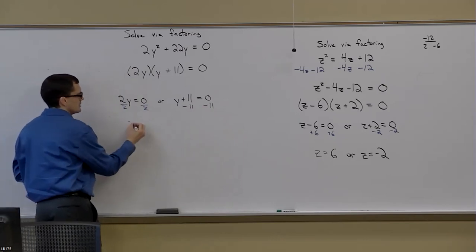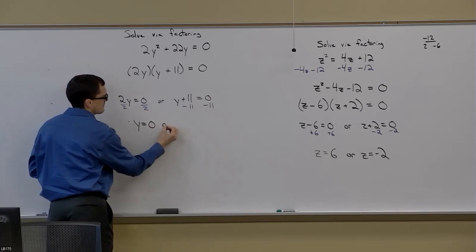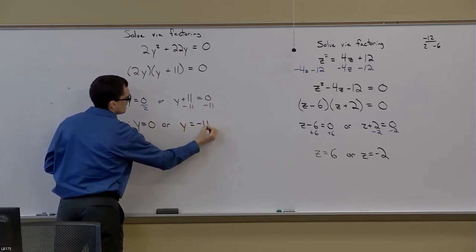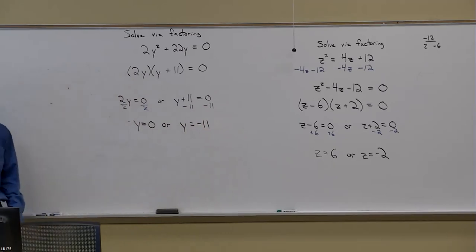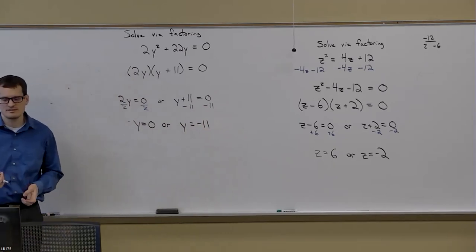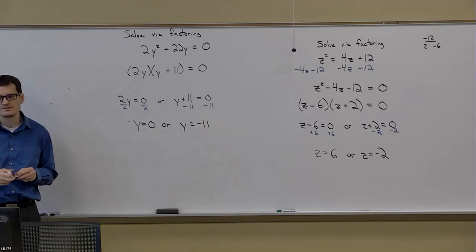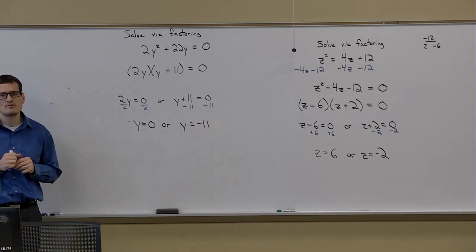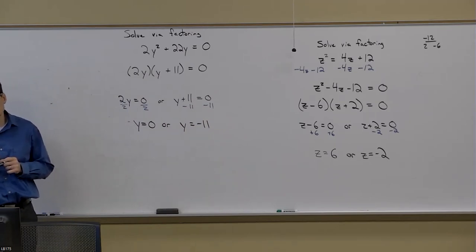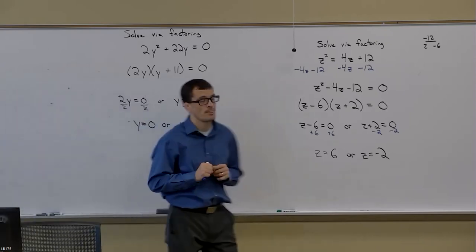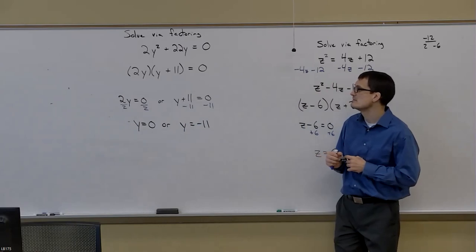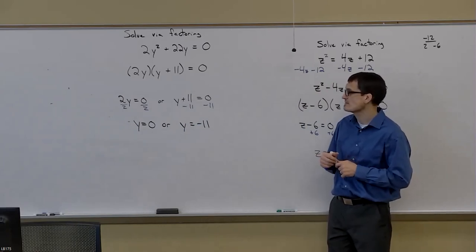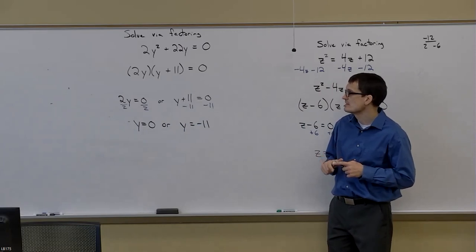In this first equation, you divide both sides by 2 and get y equals 0. In the second equation, you'd subtract 11 from both sides and get y equals negative 11. So don't forget that one way of factoring is to pull out a greatest common factor. Sometimes that helps me. And in this case, that's the way we solve this.